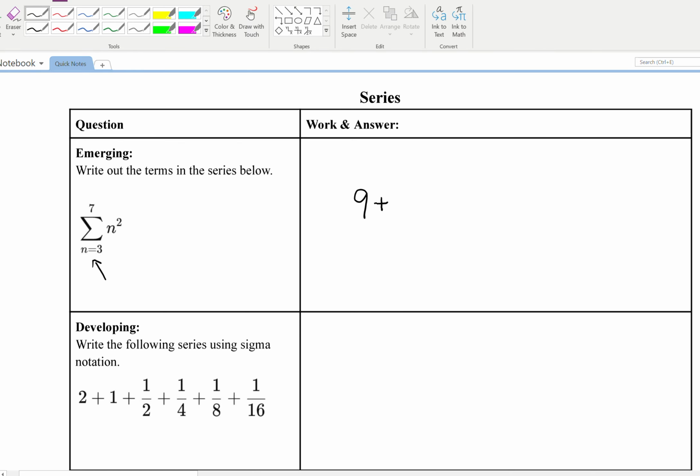So then 4 squared would be 16. 5 squared, 25. 6 squared, 36. And 7 squared, 49.